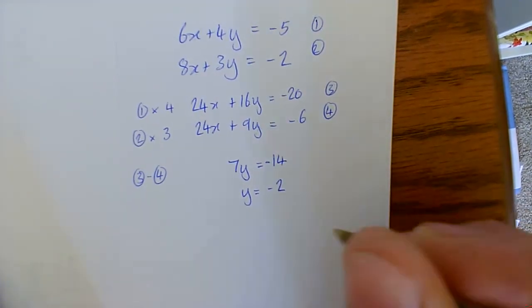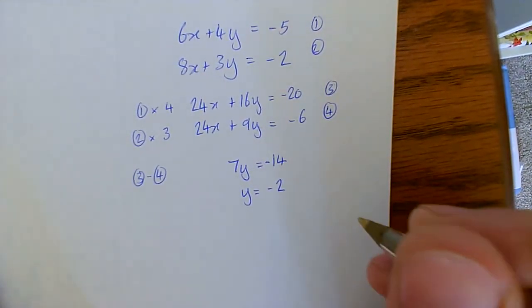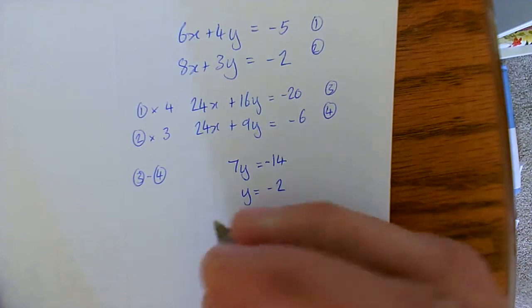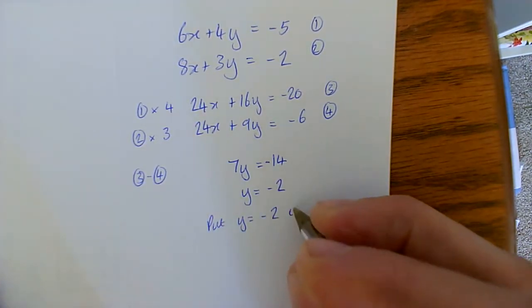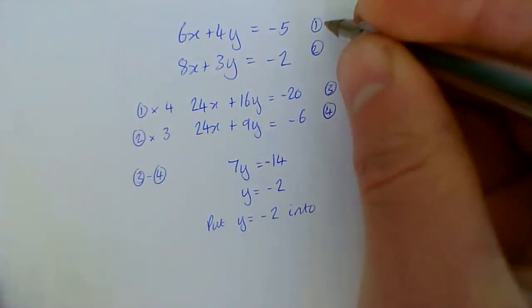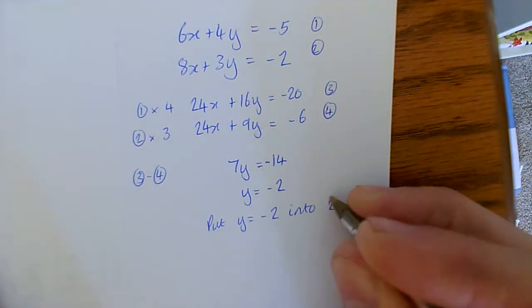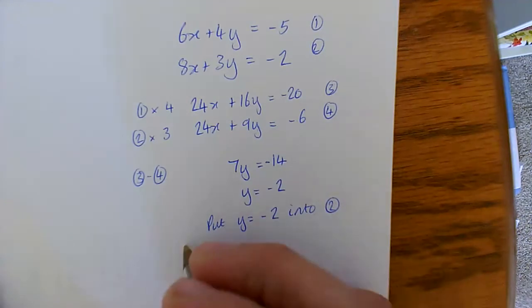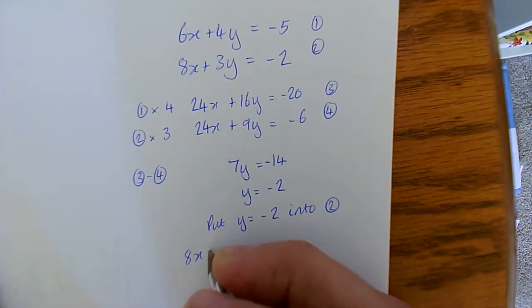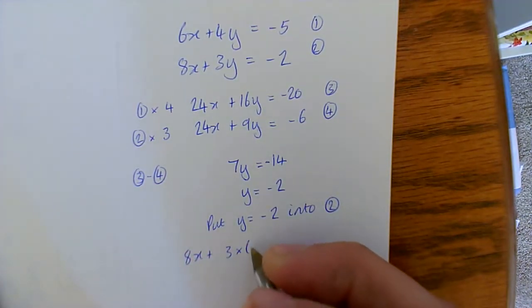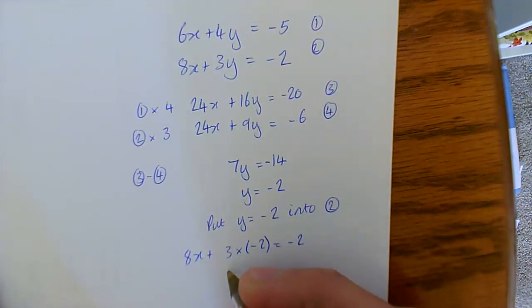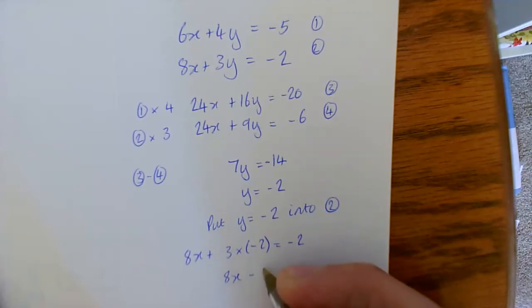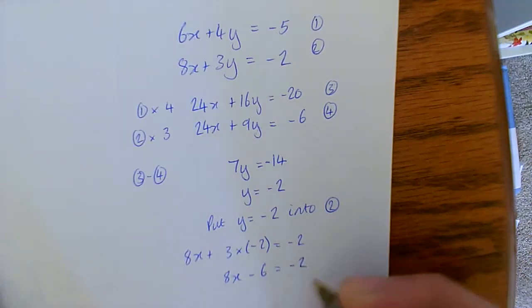That was not intentional. That was the same as the first question. That is just by chance. So now we're going to put y equals minus 2 into, and we'll put it back into equation 2 this time, just for variety. So we end up with 8x plus 3 times minus 2 equals minus 2. That means 8x minus 6 equals minus 2.